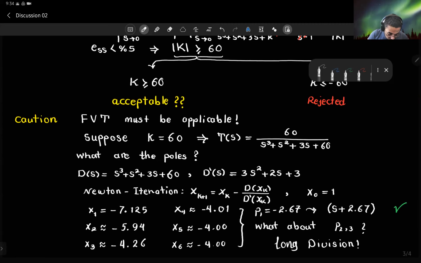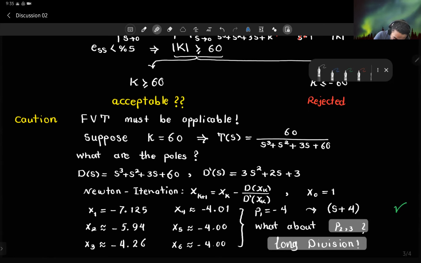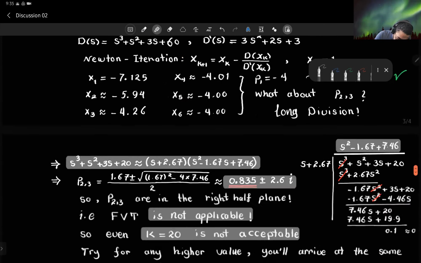That actually makes things easier. So we see that we will have a pole at negative 4, right? So this is one root, which means that one of the factors of the third order polynomial is going to be s plus 4. So what about the other two factors? Because this is a third order polynomial, so we have 3 factors. Basically, we are going to have to do long division. So that's what we do here. This is 4.